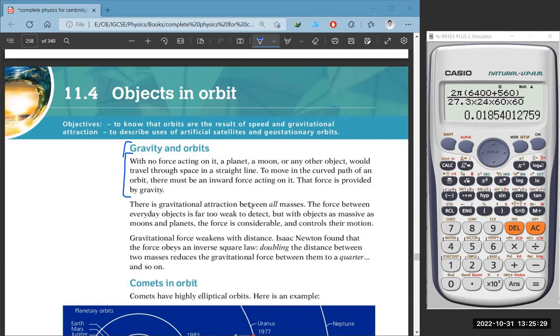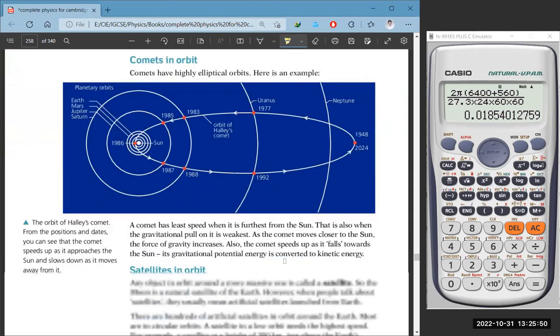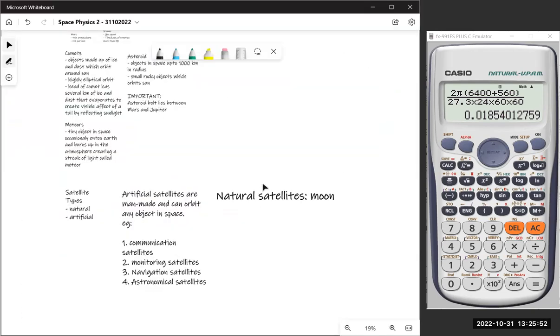Now, gravitational attraction is between all masses. Gravitational force weakens with distance. So we'll read the rule in a second.